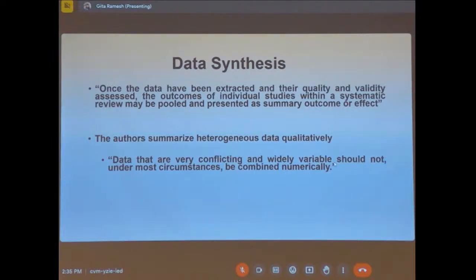The data which has been extracted, their quality and validity will be assessed with various quality assessment tools, and the outcome of the individual studies within a systematic review may be pooled and presented as a summary outcome or an effect of your review of literature. The authors or research workers will summarize the heterogeneous data qualitatively. Data that are very conflicting and widely variable should not undergo quantitative synthesis.